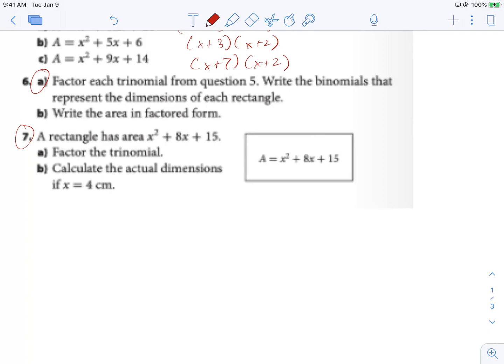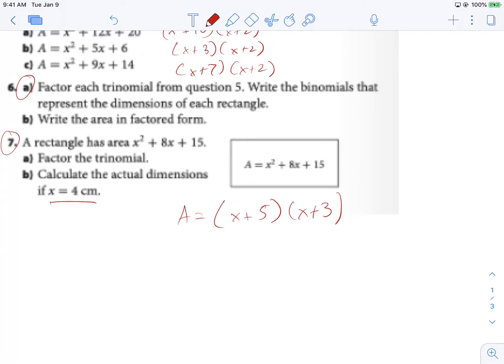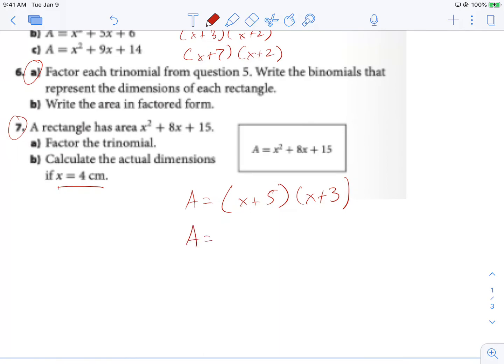This one, rectangle is an area. Factor the trinomial, no problem, we can do that. So we're going to have area equals, and what are we going to end up with? Well, we're going to end up with 5 and 3. Perfect. So we wrote that in factored form, and now it says use that, calculate what the actual dimensions are if x was equal to 4. So we can just plug that in. So area is going to equal 4 plus 5 and 4 plus 3. And when we do that, we get 9 times 7, which is 63 centimeters squared.